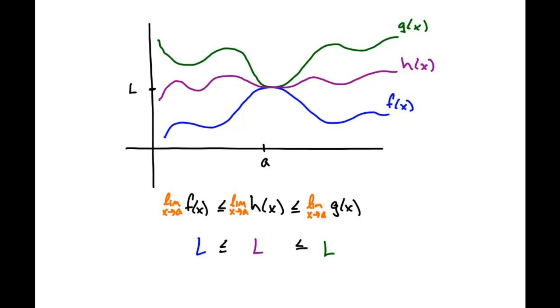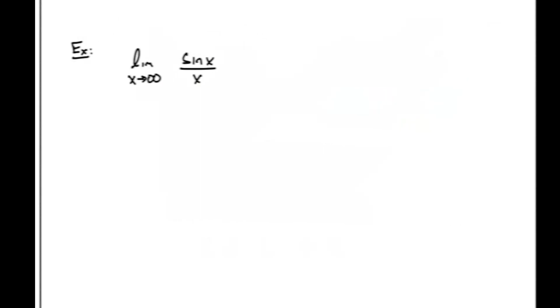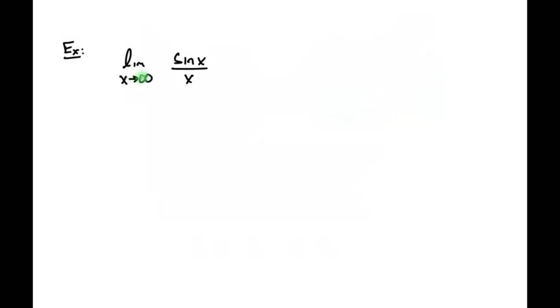Now let's slide over and look at an example of this in practice. Here we have the limit as x approaches infinity of sine of x over x. Now we can't do too much with this limit algebraically. We learned before, factoring might help, conjugates might help, trig identities might help. We don't have a lot of stuff to do.